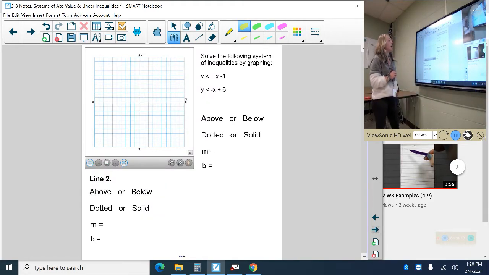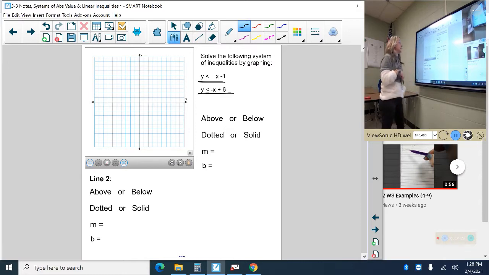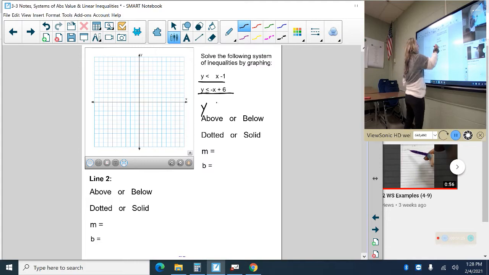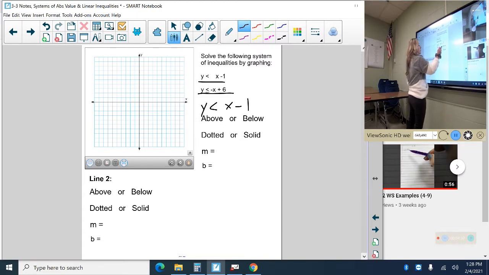All right, so I have y is less than x minus 1, and I have y is less than or equal to negative x plus 6. So let's look at the first line. Y is less than x minus 1. And I wrote these things down so that you could know what I'm thinking about as I go to graph these. Okay, so I look at less than. Is the shading going to be above or below? It's going to be below since it's less than. Solid or dotted, it's going to be dotted since there's no equal to.